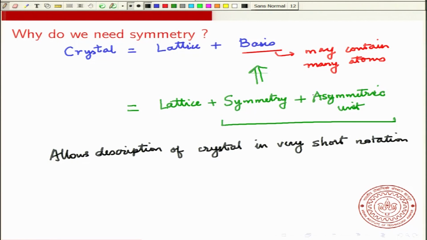Later on we will see that this lattice and symmetry combine to form something called a space group. So, they are described by a terminology called the space group. We can really think of the crystal as a space group plus an asymmetric unit. This will be done in the following week.